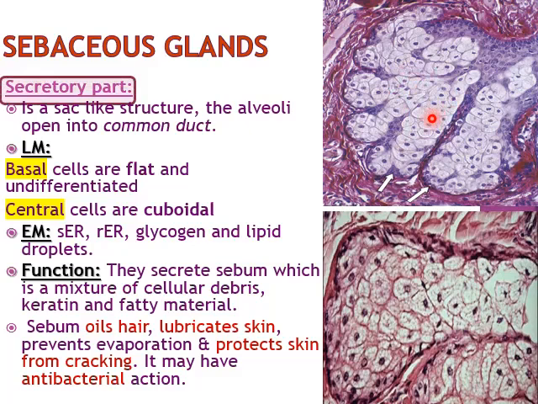What is the function of sebaceous glands? Sebaceous glands secrete the sebum. The sebum is a mixture of cellular debris and oily or fatty material. The function of the sebum is that it oils the hair and lubricates the skin, so it prevents the evaporation of water from the skin and protects the skin from cracking. It may also have an antibacterial action.